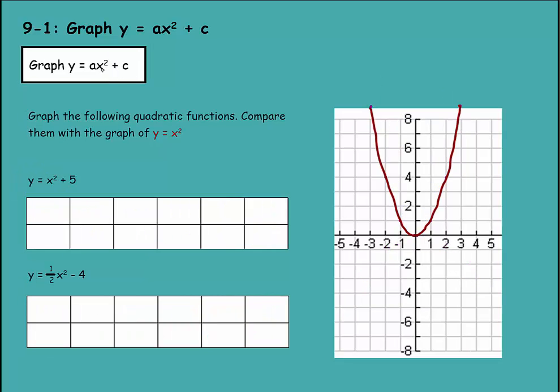Now we can graph ax squared plus c. So what is this c going to do to our parabola? Let's graph these following functions to compare them to that parent graph.